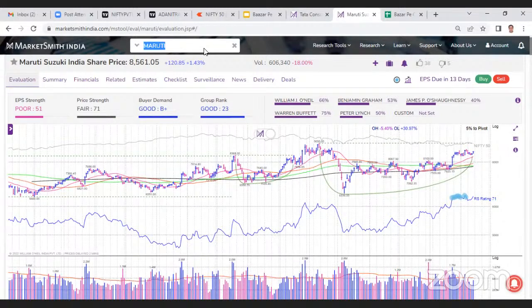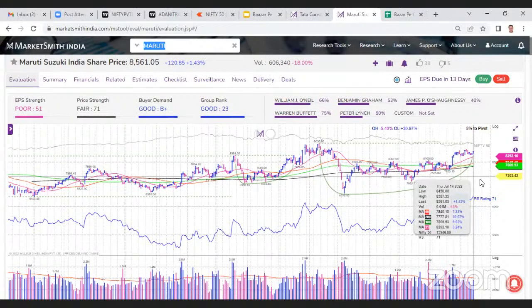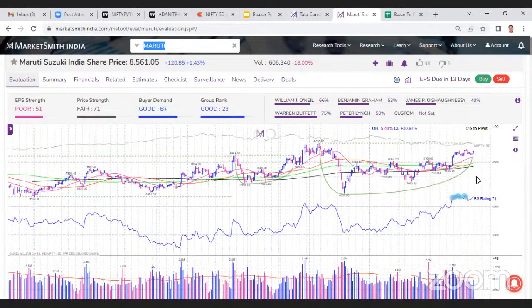From a levels point of view, the level is around 8,750, 8,760, which is 200 points away from here. Once it crosses that, further upside may happen. So the overall structure is bullish in Maruti.